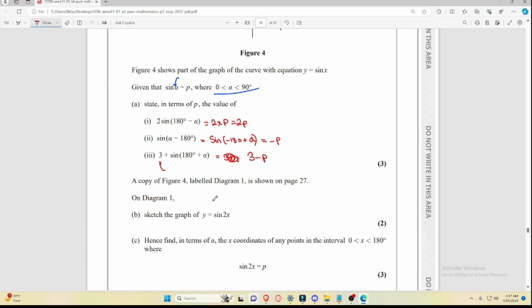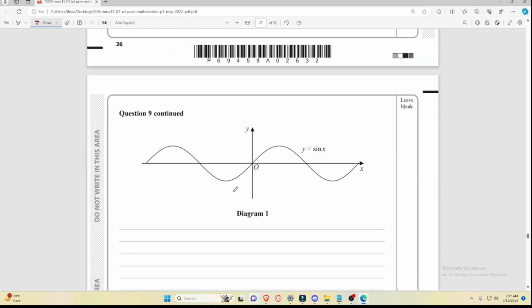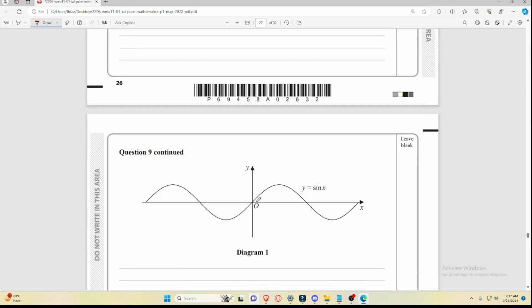A copy of figure 4 labeled diagram 1 is shown on page 27. Draw a graph of y equal to sine 2x. So this is sine x, normal graph, 90, 180, 270, 360. For y equal to sine 2x, whatever we are observing now, the exact same thing will happen, but the interval will be divided by 2. The x-axis coordinates will be divided by 2.